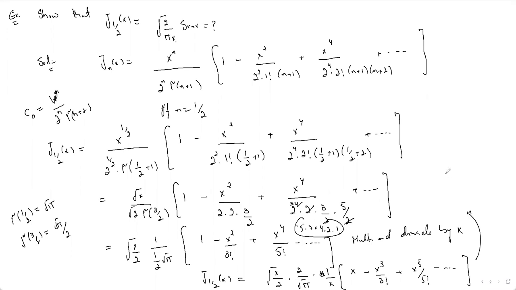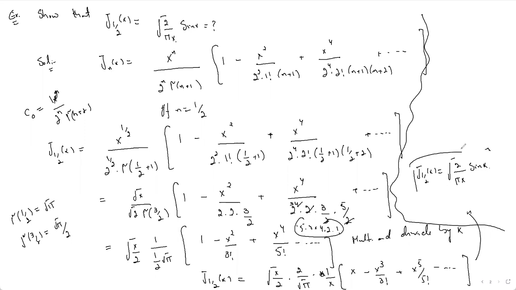I will write it here. You will simply write this as J half of x will be equal to under root of 2 by pi into x. This is like x minus x cube. Do you know what this series is? This is simply the sine series. Sine x you can expand into the power series. So this is sine x. So this we were supposed to prove, and we proved that J half of x is equal to under root 2 by pi x sine of x.